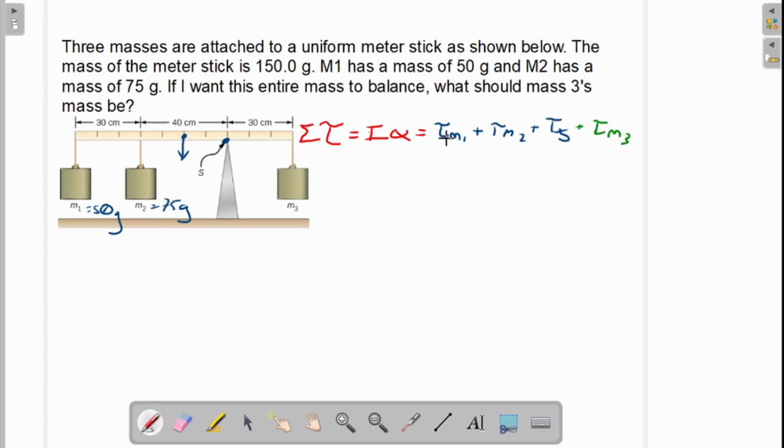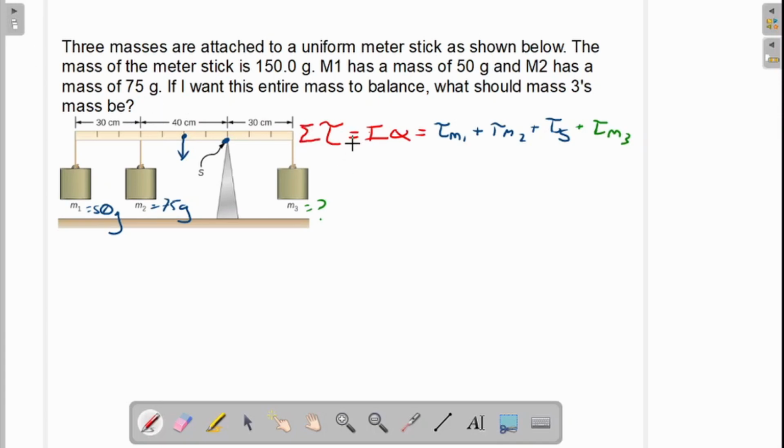The torque of the stick, the torque of mass 1 and mass 2 are all in blue because they're on the left side and they're what I can find and calculate. The torque of M3, my unknown, goes on the right. You'll notice that I am including the mass of the meter stick this time. In the previous video, I left it out because I was pivoting about the center of the seesaw. The mass was right at the point where the balance was. In this case, that's not true, so we have to go a little further.